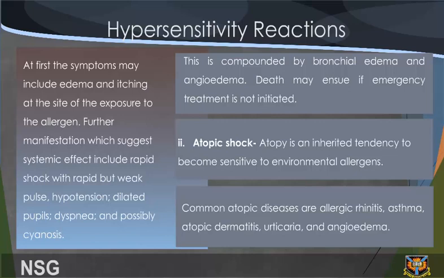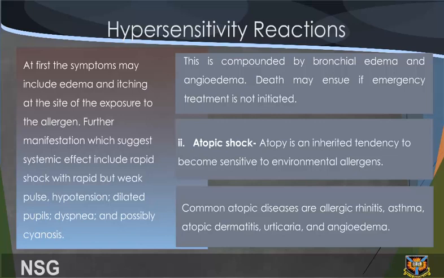Further manifestations which suggest systemic effect include rapid shock with rapid but weak pulse, hypotension, dilated pupils, dyspnea, and possibly cyanosis. This is compounded by bronchial edema and angioedema. Death may ensue if emergency treatment is not initiated. 2. Atopy. Atopy is an inherited tendency to become sensitive to environmental allergens.